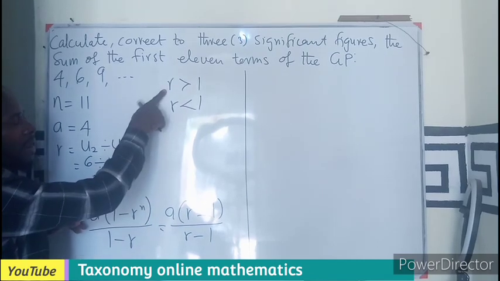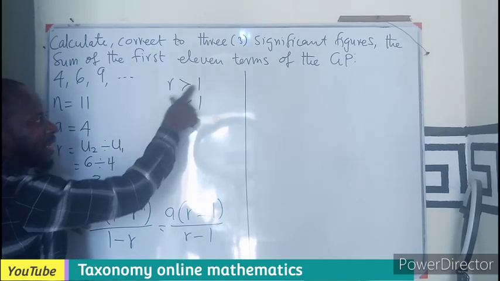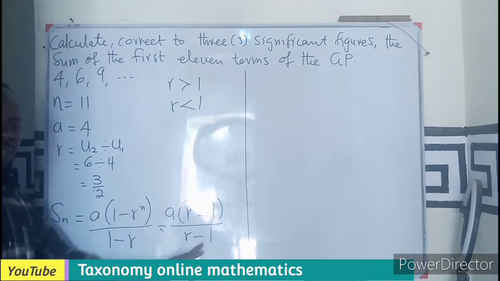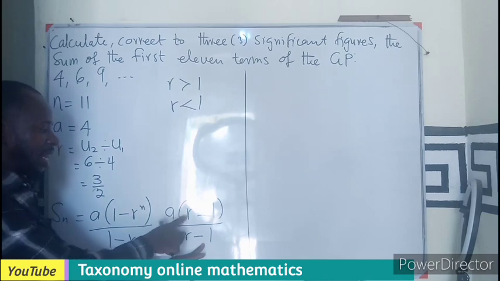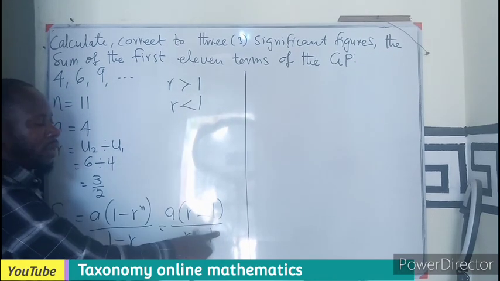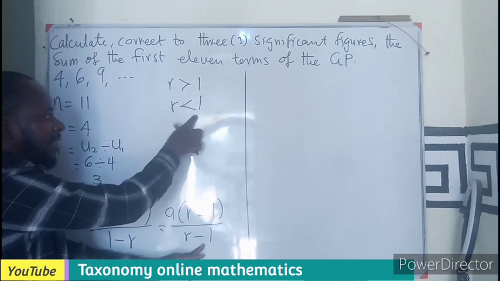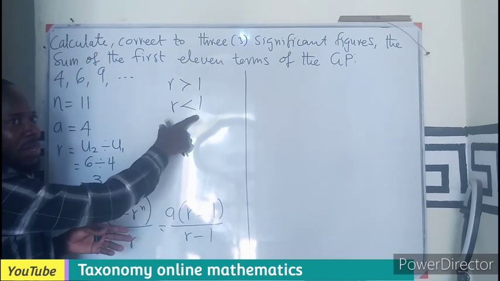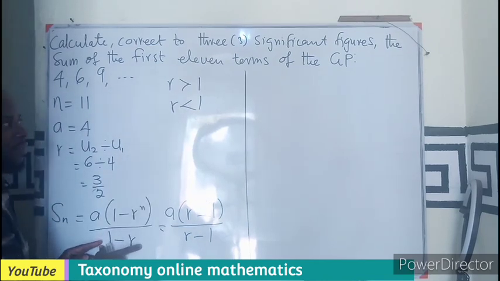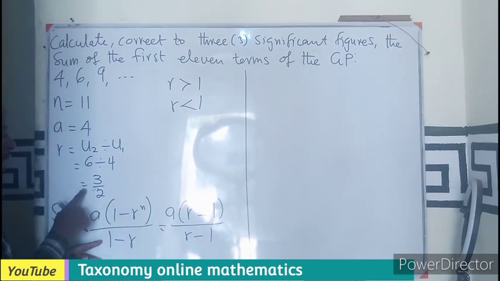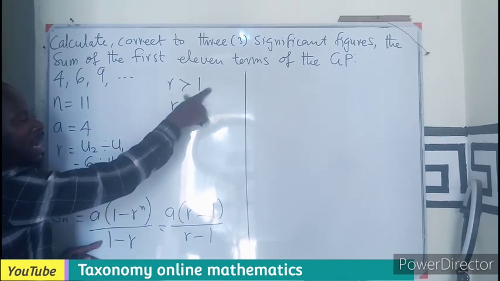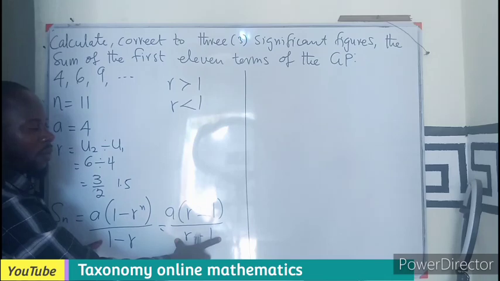Meaning, if r is greater than 1, then we are going to go for this formula, as in the r^n - 1. If r is less than 1, as in a proper fraction, then we go for this. And looking at this, our r is going to be 1.5, which is greater than 1. So it means we are going for this.